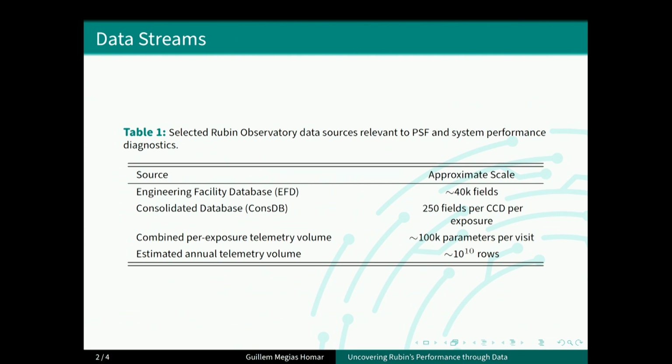So overall, that's roughly 50 to 100,000 parameters per visit and per CCD, and over the span of 1 year, we'll take 2.5 million images, right? So that easily goes up to 10 to the 10 rows of data, and you can already see that there probably are a lot of correlations there that are difficult to pick up, that are really convolved with one another, and we really need to understand that.